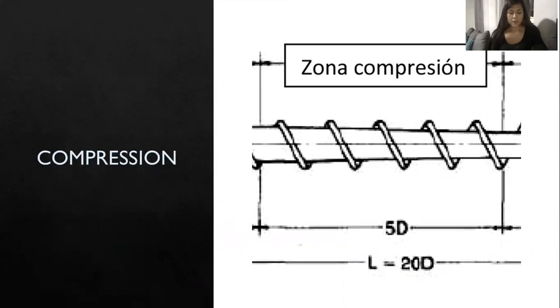Then comes the compression zone. The resin granules melt with each rotation of the spindle in the compression section, where the space between the screw and the barrel decreases with each rotation. The material melts mainly by friction and the transport. It is in the compression zone where the volatiles are pushed back towards the hopper.